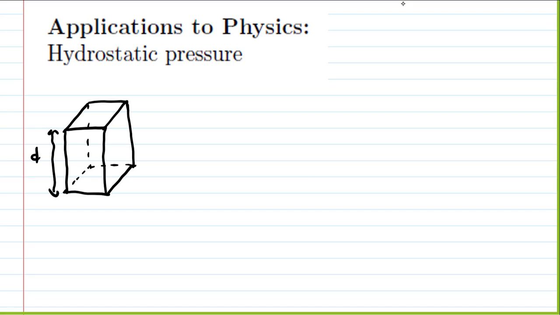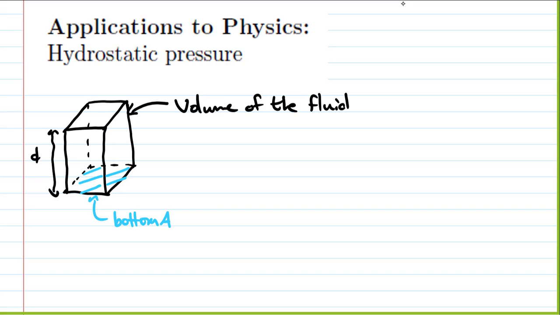So now let's talk about the bottom surface, which we are going to call A. And then this rectangular solid is the volume of the fluid pushing on A. So since we're talking about a fluid, we really want to start talking about force, but we're going to have to do a few computations before we get to force. We know that force is equal to mass times acceleration, or mass times gravity in this case. But the first thing we need is our mass.